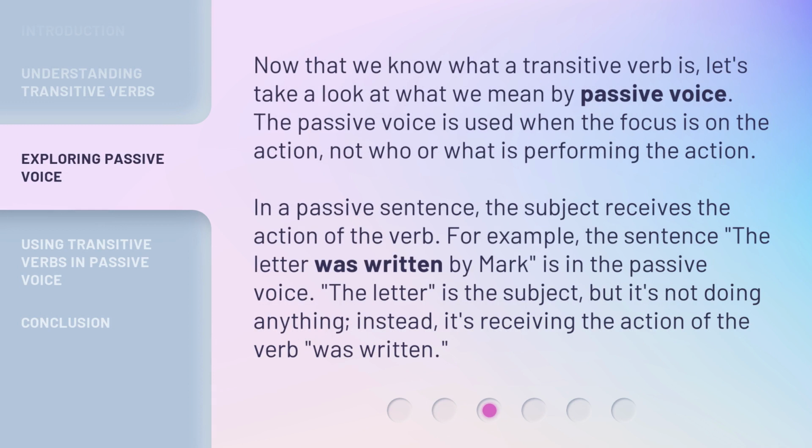Now that we know what a transitive verb is, let's take a look at what we mean by passive voice. The passive voice is used when the focus is on the action, not who or what is performing the action. In a passive sentence, the subject receives the action of the verb. For example, the sentence, "The letter was written by Mark," is in the passive voice. The letter is the subject, but it's not doing anything. Instead, it's receiving the action of the verb, was written.